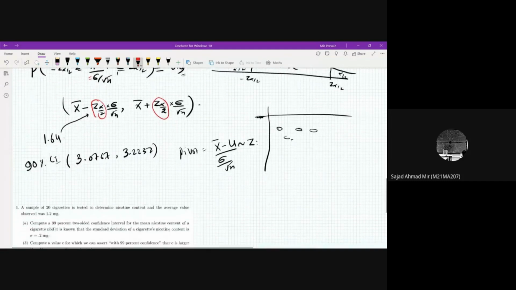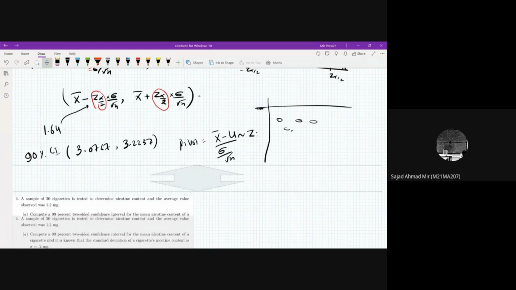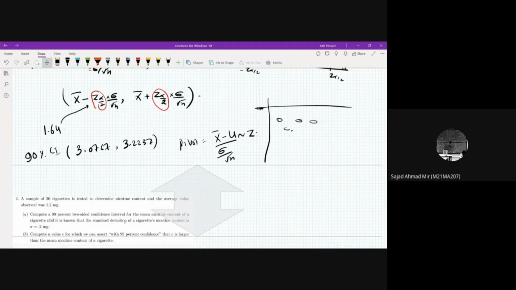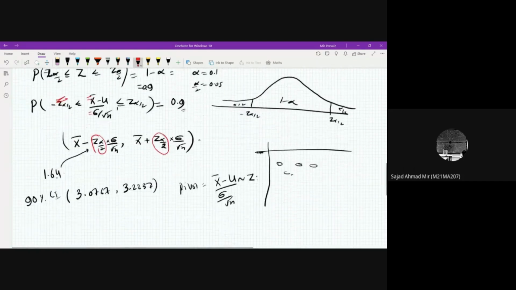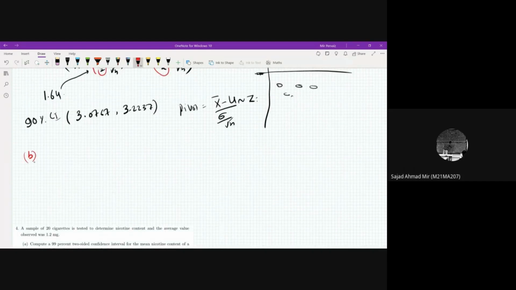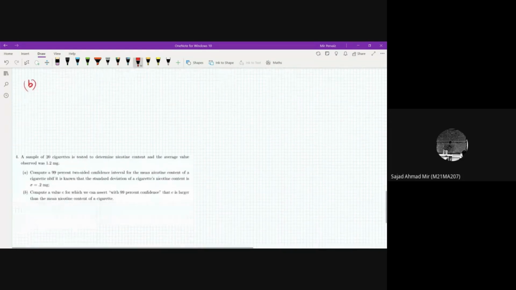I am leaving this part as an exercise. Only alpha is changing there. The procedure is the same. So the second part is an exercise. You try that. Just alpha is changing, and then you will get some experience of how to look into the table.